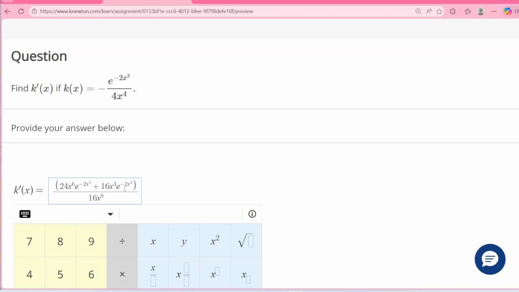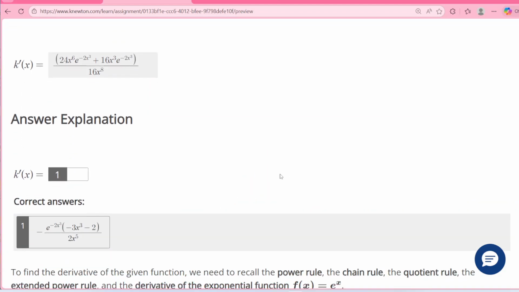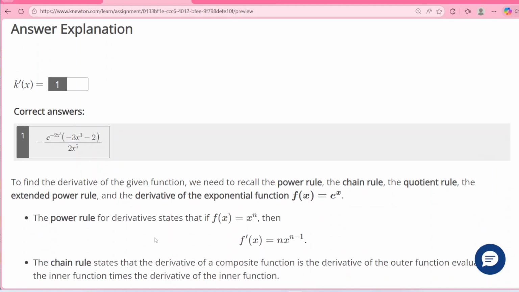Now they might have divided each of these by 16x to the eighth or whatever, but again, as long as it's equal to their final result. Yeah, so they did some factoring and simplifying, but same thing.